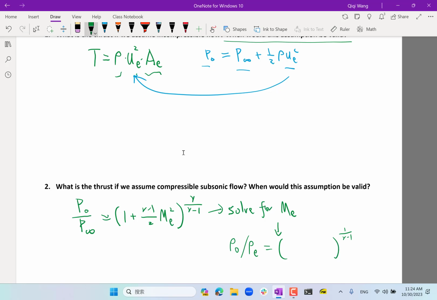Good? But we still don't know UE, right? So how do we know UE? Well, we already have the Mach number, right? So from the Mach number, you can also calculate UE, which is equal to the Mach number times the speed of sound. Right now, we just know it is gamma p over rho. Since we know both the exit pressure and exit density, the density and Mach number combine together to calculate the velocity at the exit.